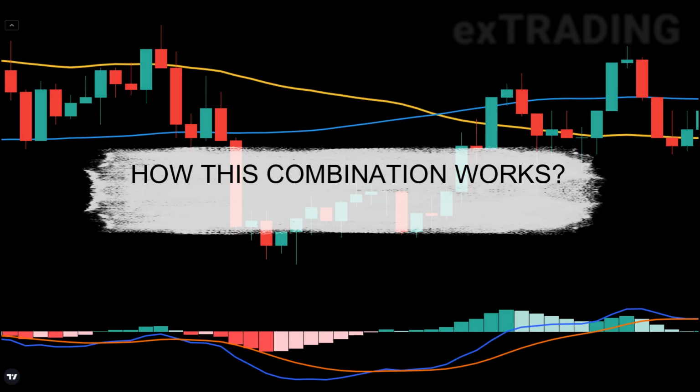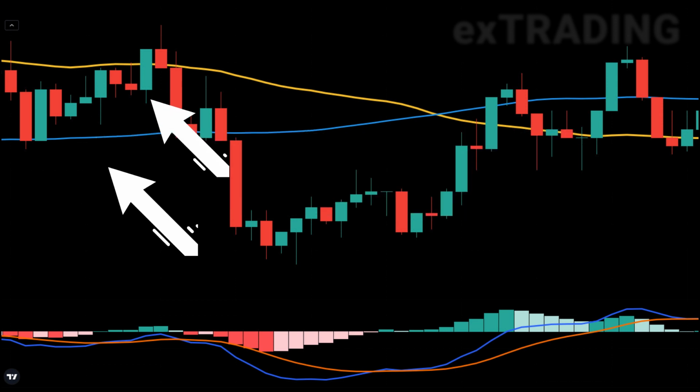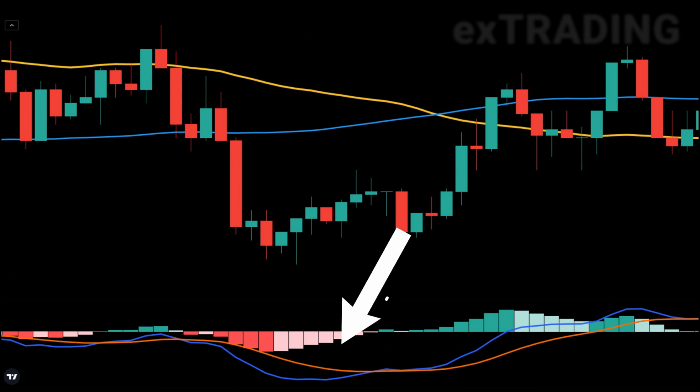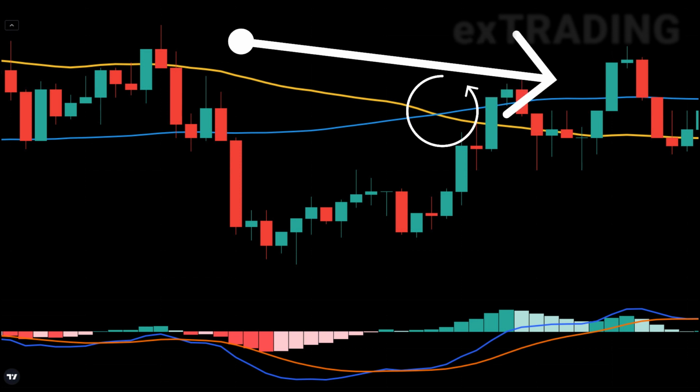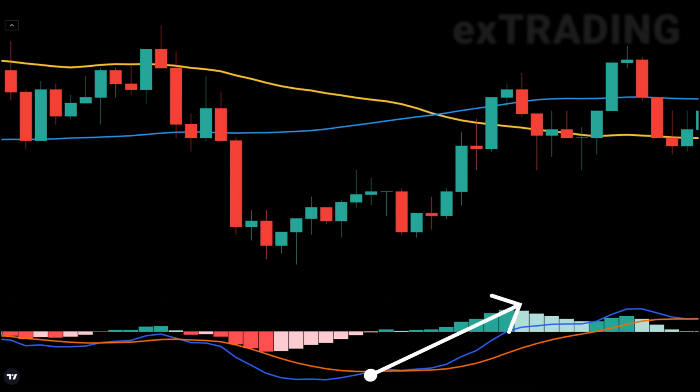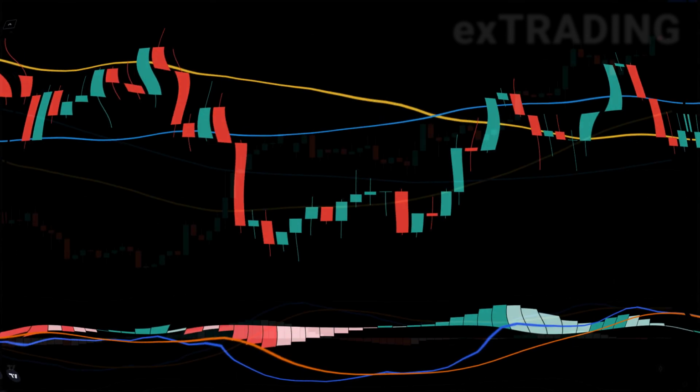How this combination works. The moving average lines can identify trend direction, but it sometimes gives false signals. That's why the MACD is added as a confirmator. You can see on the chart that there is a bearish crossing between the simple moving average lines. However, the MACD signals a bullish movement as the bars step up from negative to positive area.